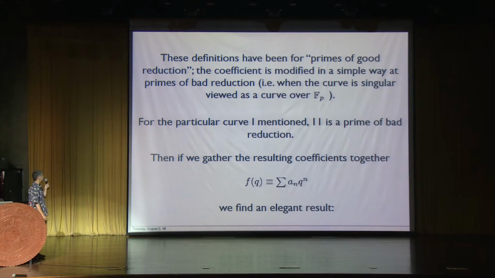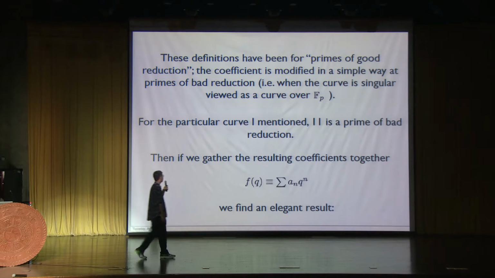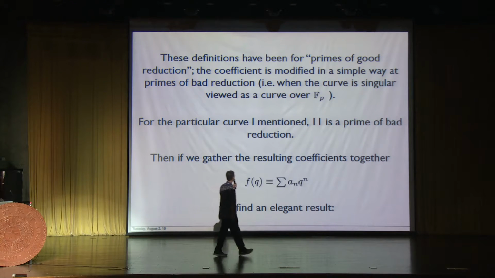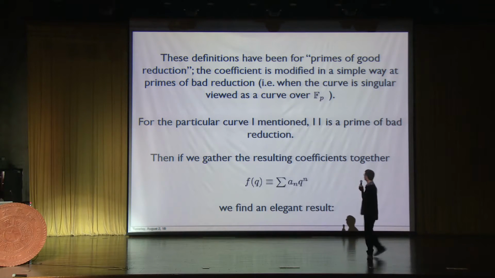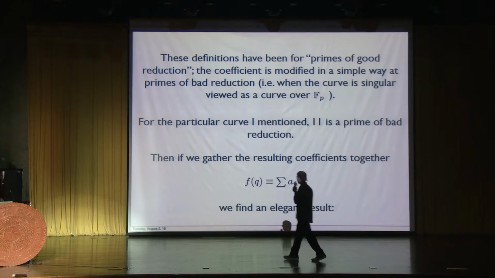Now, these definitions have been for something called primes of good reduction. The coefficient that I've defined here is modified in a simple way at primes that are primes of bad reduction. What that means in plain English is the curve could be singular. We all know how to check if it's singular over C. You can do the same thing over F_p. And when the curve is singular, viewed as a curve over F_p, the prime is of bad reduction, and you need to go through a more detailed algorithm to determine the resulting coefficient. So for the particular curve I mentioned, 11 is a prime of bad reduction.